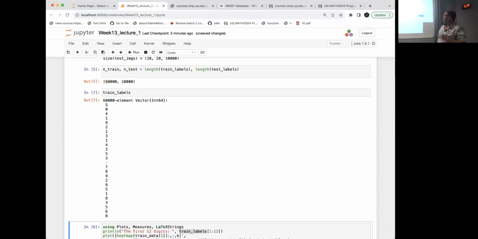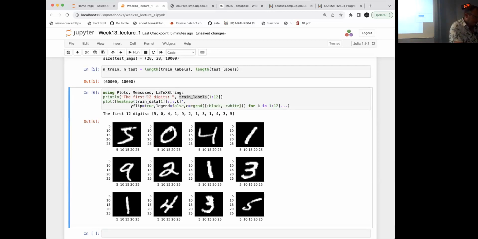Okay. So the array of train labels has 60,000 labels. And guess what? The labels are the digits 0, 1, 2, up to 9, right? So each label matches the image, right? The first 12 labels are 5, 0, 4, 1, etc. So we're just taking the first 12.